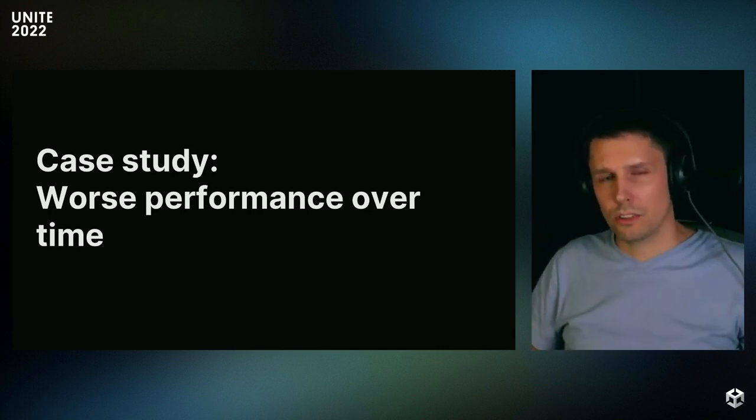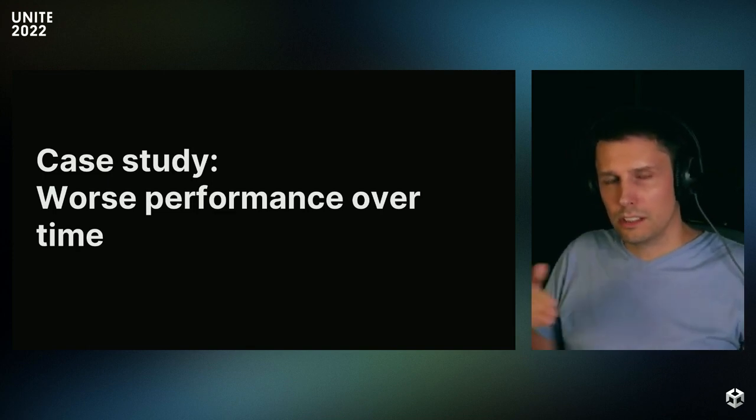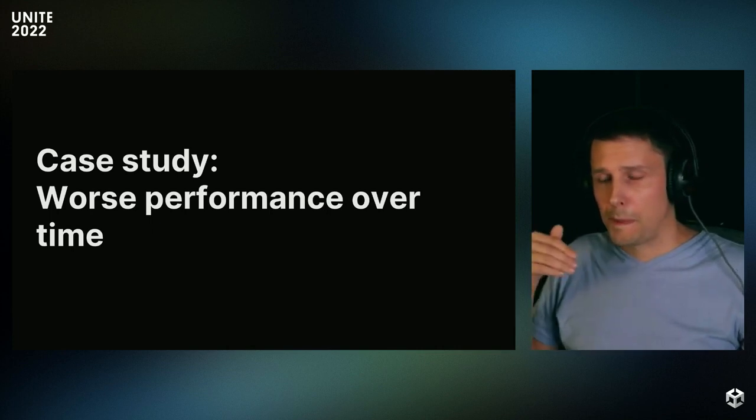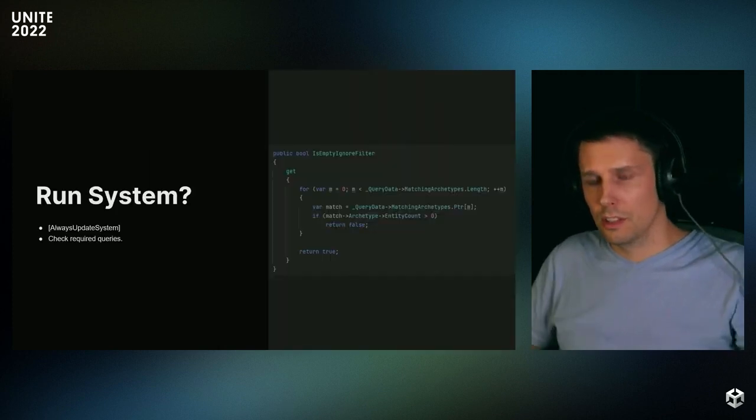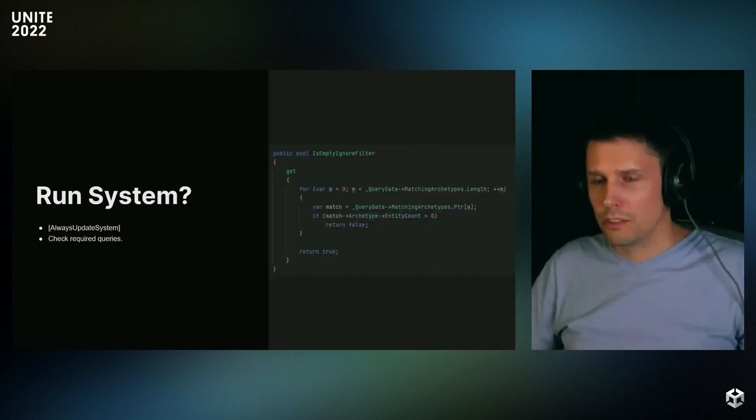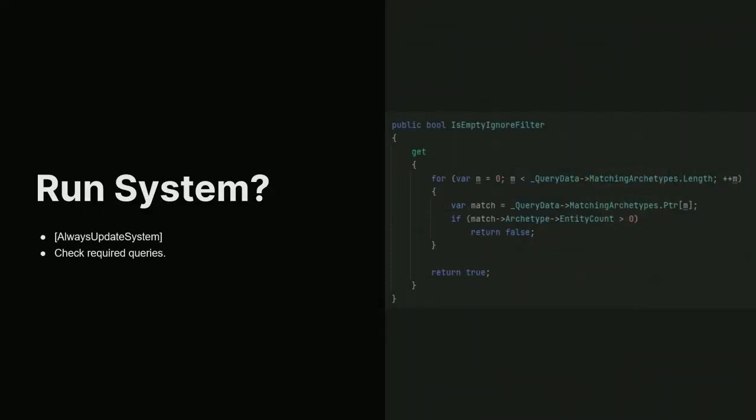Actually, just checking if the system was supposed to run had a significant cost compared to when we first started up the server. And in this version, since we now have source access, we can look into how it works. We're using Entities 0.17. And when a system is deciding if it should run or not, it does so either by having been tagged by AlwaysUpdateSystem, and that is very fast. It's just a bool check, so that's not slow.